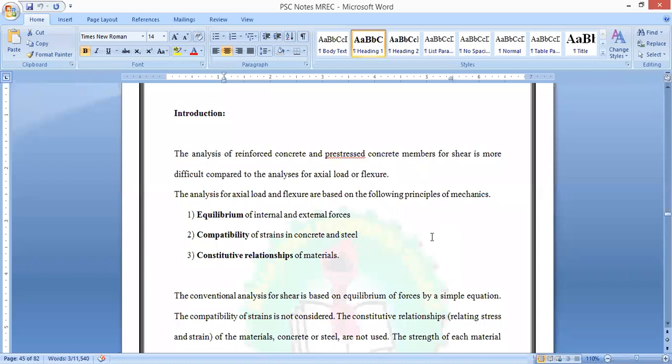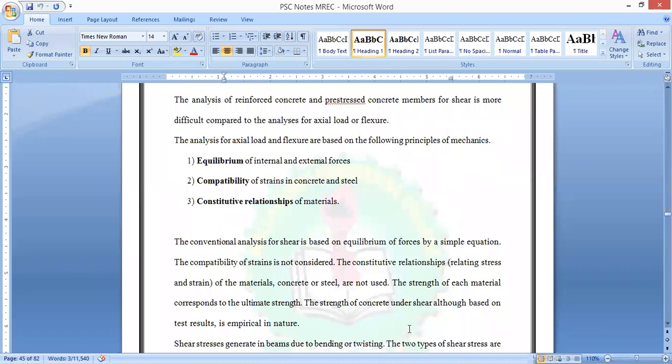So the conventional analysis for shear is based on the equilibrium of forces by a simple equation. Why? Because in your strength of materials, you already solved many problems based on equilibrium conditions. How? Summation of V is equal to 0, all vertical forces equal to 0, which lets you analyze particular numbers in terms of shear. How can you define shear force? What do you mean by shear force? Summation of vertical force equal to 0 is not a definition of shear force.